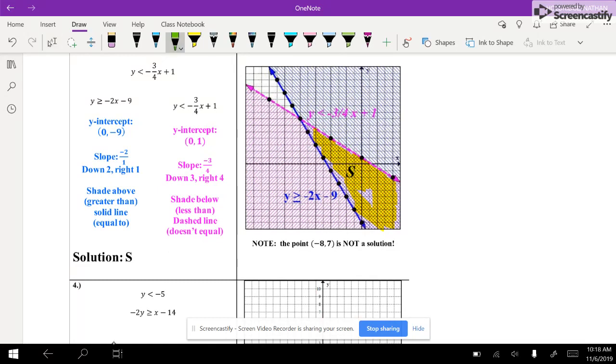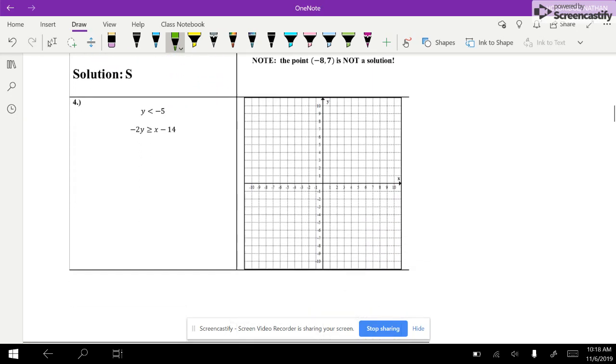So you can see where I highlighted all of that yellow. Those are all the points that work in both inequalities. So there's a lot of points that work. There's not just one point that's a solution, all right? So again, we're going to be looking at the dotted versus the solid lines and the shading up and down and all of that. It's going to be a ton of fun. Let's look at number 4.